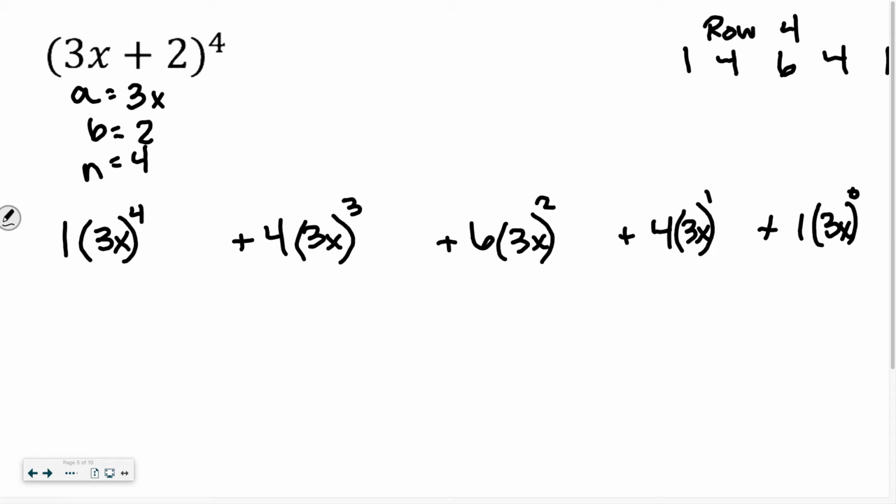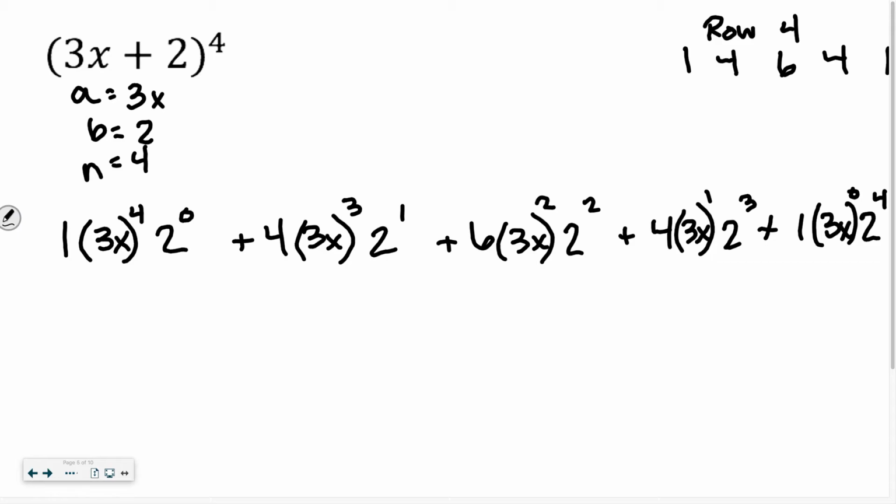Add b. 2 to the 0. 2 to the first. 2 squared. 2 cubed. 2 to the 4th. You're going to start with your b's and you're going to go up. If it's to the 0, is it just automatically 1? Yep. Okay. Anything raised to the 0 exponent is 1. You know that from algebra 1.